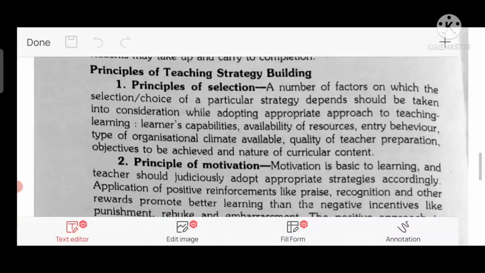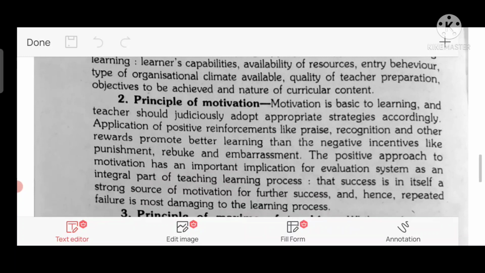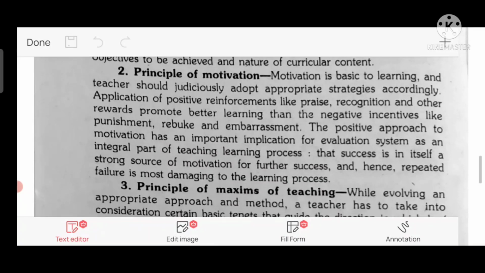entry behavior, type of organizational climate available, quality of teacher preparation, objectives to be achieved, and nature of curricular content, etc. Point number 2, principle of motivation. Motivation is basic to learning, and teachers should judiciously adopt appropriate strategies accordingly.